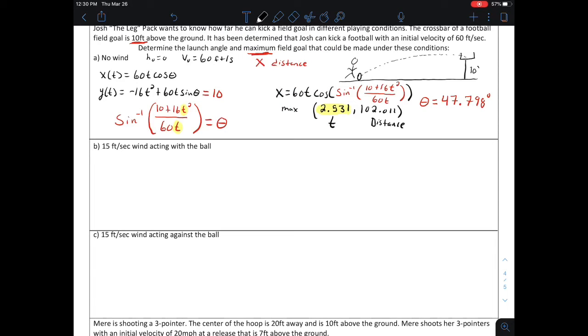Now, the distance that it traveled was 102.011, which is feet. And for football, a lot of times it's in yards. So if I wanted to convert that into yards, I would just divide it by 3, and he can kick the football 34 yards.